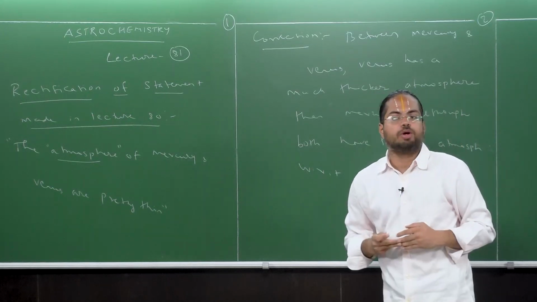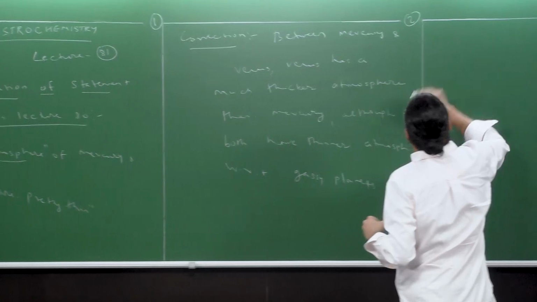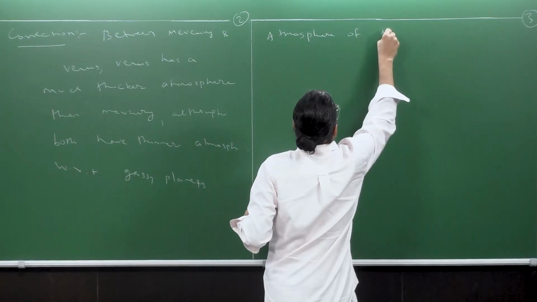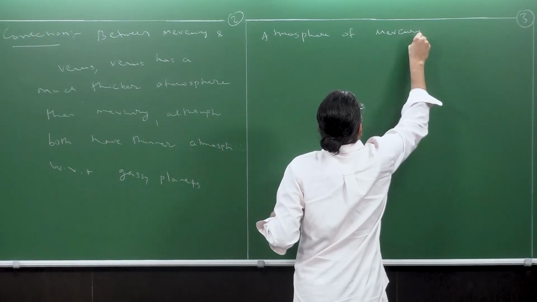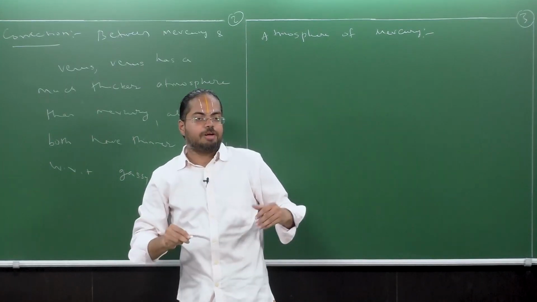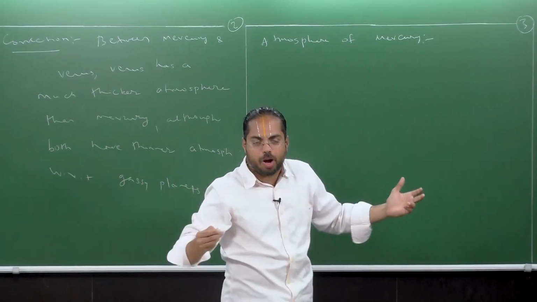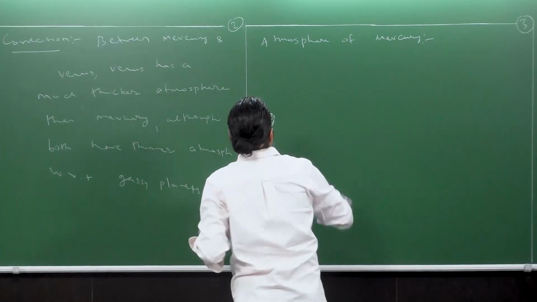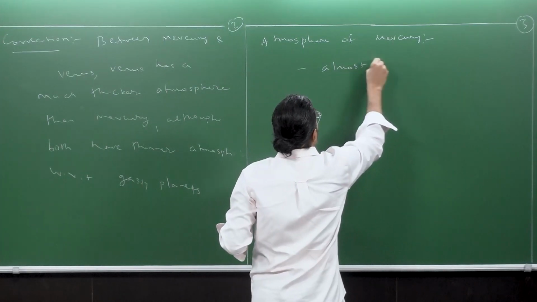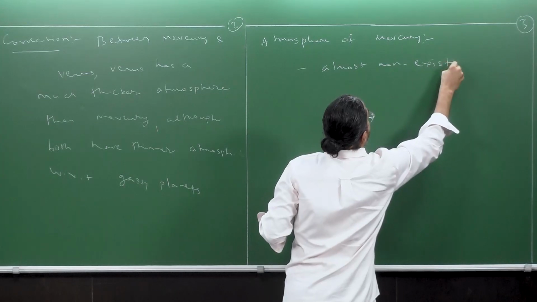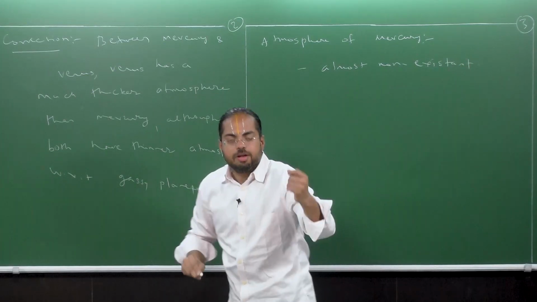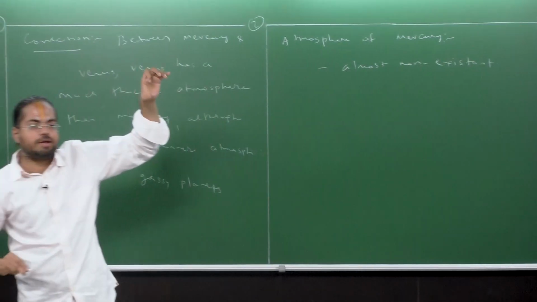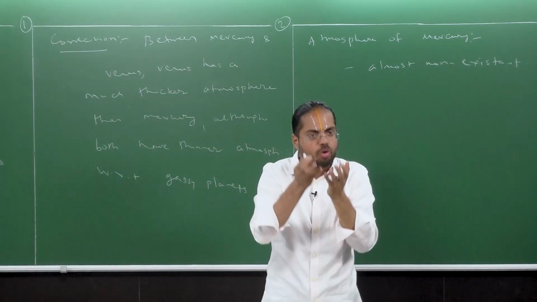Let's first talk about the atmosphere of Mercury. Well, this is kind of a paradox because there is no atmosphere of Mercury. There is no visible atmosphere of Mercury. It's almost non-existent. The reason being that Mercury is a very small planet. Now, what is an atmosphere? It is a thin envelope of gases above the solid surface, or above the core of any planet.